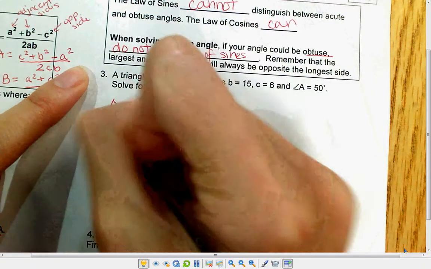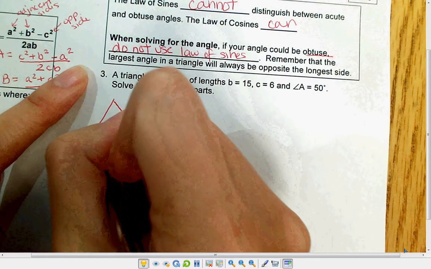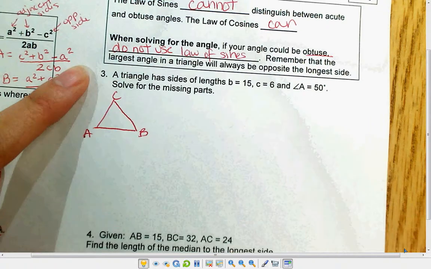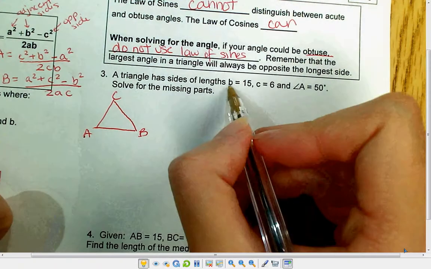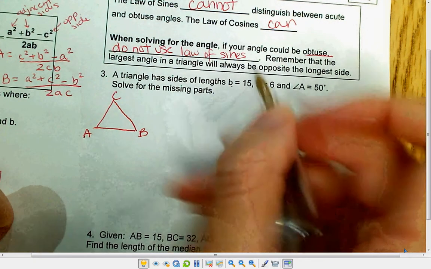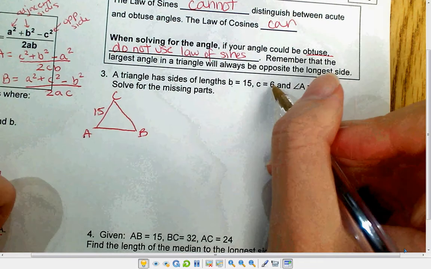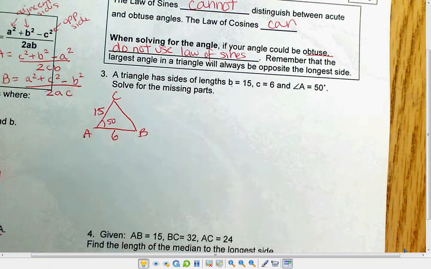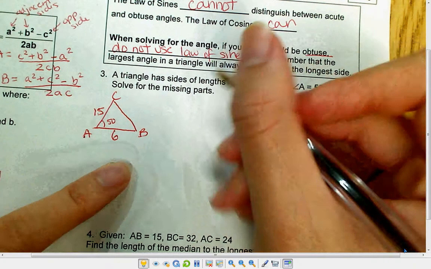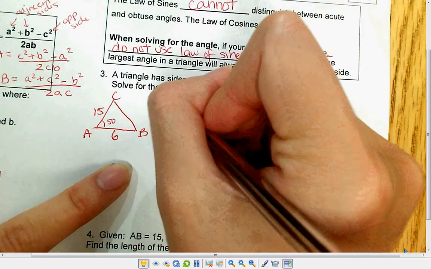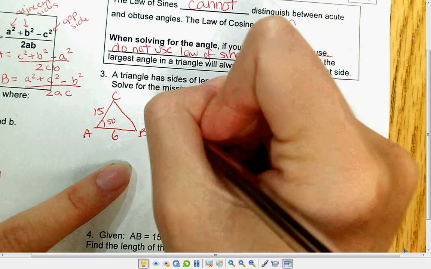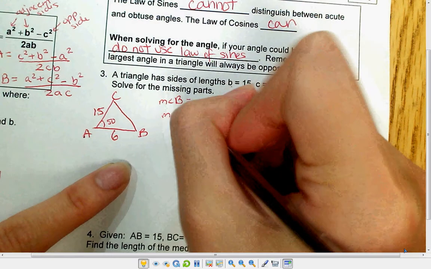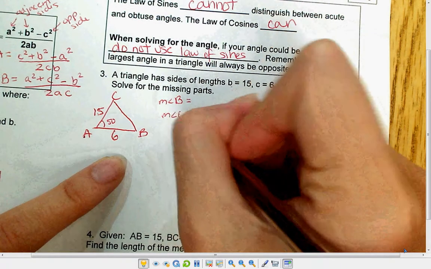So let's start off drawing our triangle again, ABC. We know side B is 15, C is 6, and angle A is 15. So what we don't know here, we're looking for angle B, angle C, and side A.